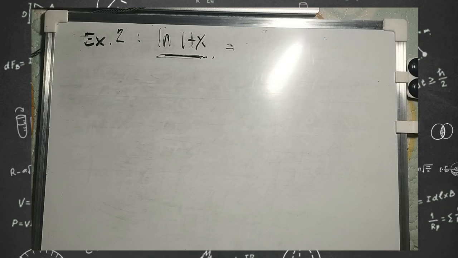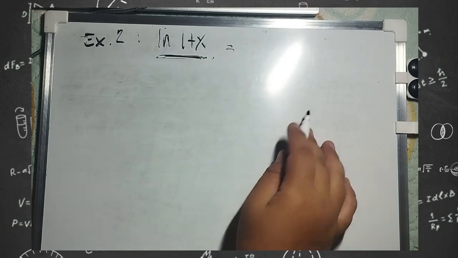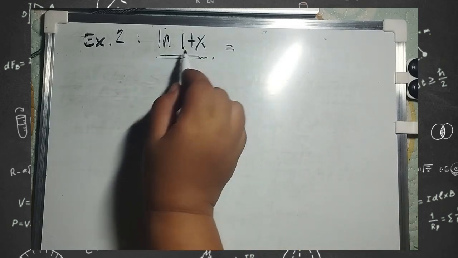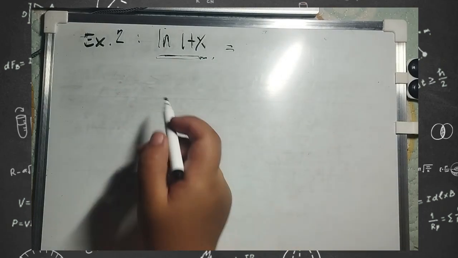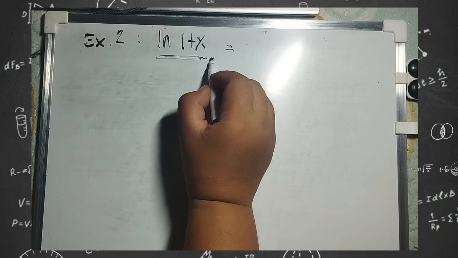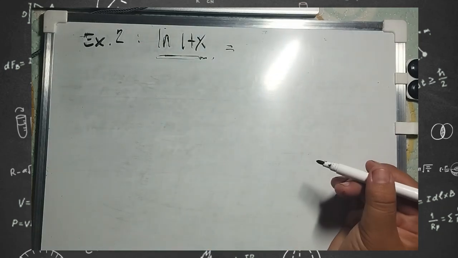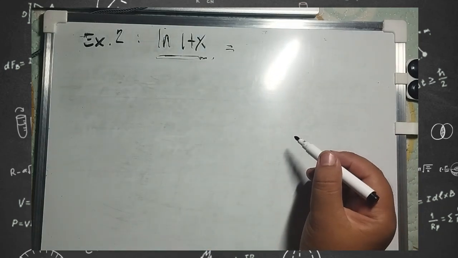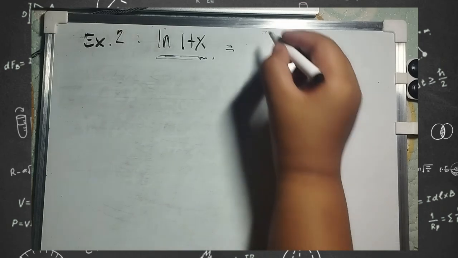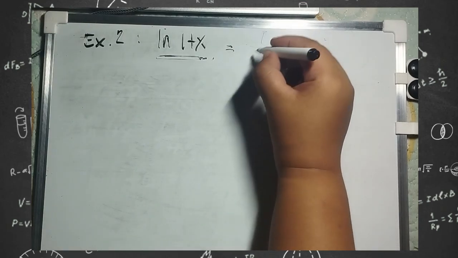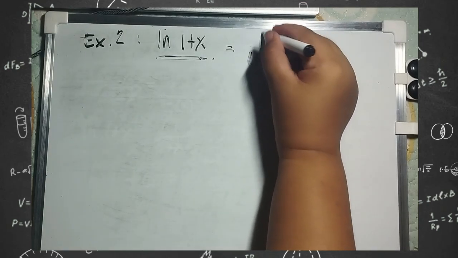Let's try our second example. Find a power series representation for ln(1 + x) and its radius of convergence. Since it is a function, we can use L'Hopital's rule, where we can get its derivative, and its derivative is equal to 1/(1 + x).